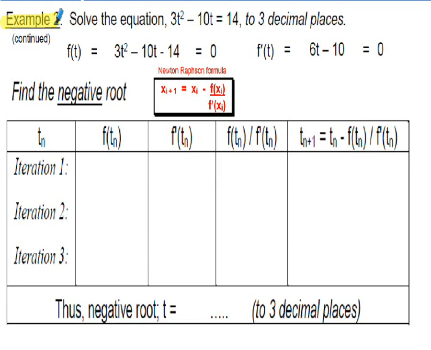Example 2 continued, and again I've just repeated the function of t equation and the function dash t equation from the previous slide for convenience. What I would encourage you to do is stop the presentation and now try to find the negative root location. We need to get an initial estimate of the value of t, and we can find that from our trial and error process on the previous slide.